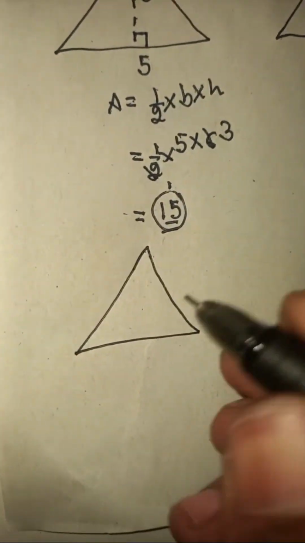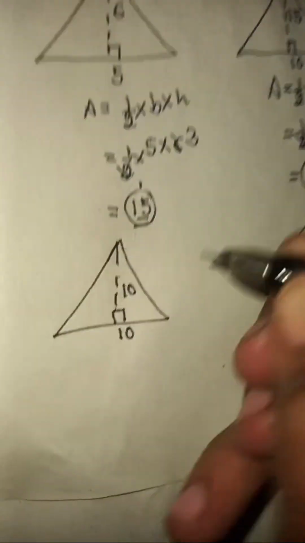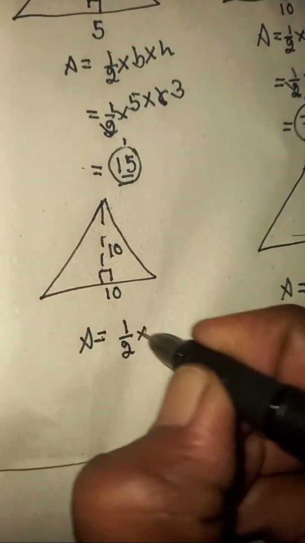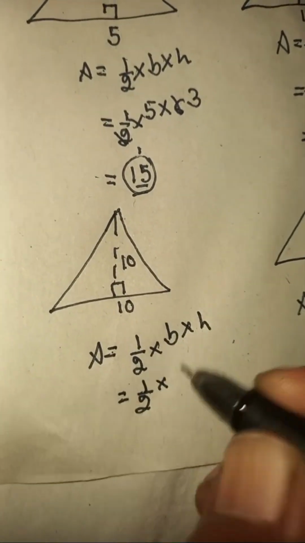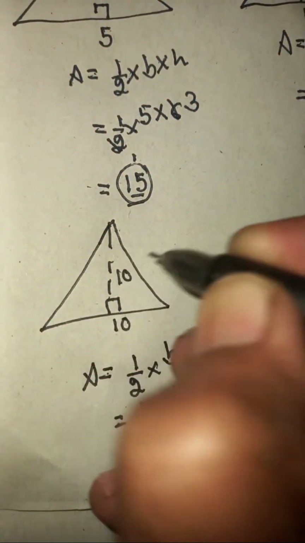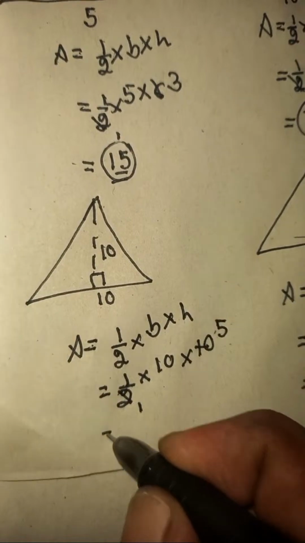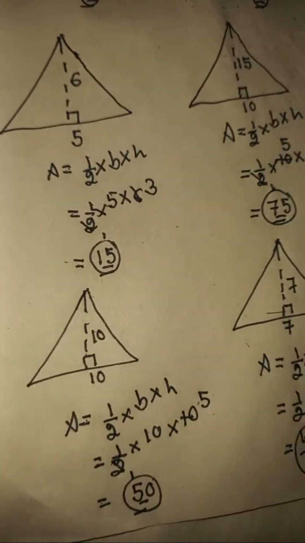Here they have given base length as 10 units and even perpendicular height as 10 units. So area equals half times the base times the height, which is half times this base length 10 times perpendicular height 10. You can divide 2 once, 2 five times. 5 times 10 is 50 square units. Now let's revise all three together.